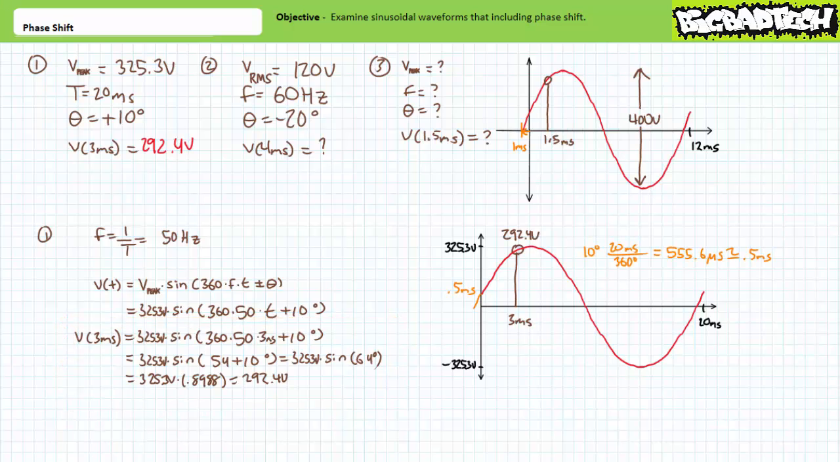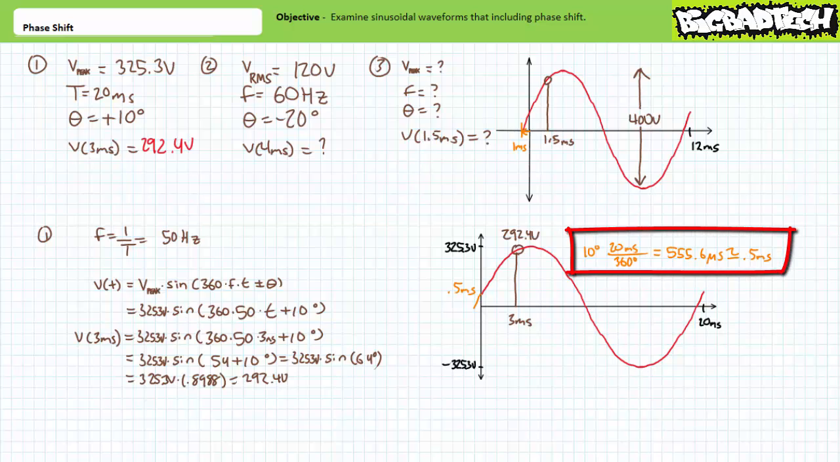When we draw a rough sketch of this waveform with respect to time, you'll note the waveform completes a full oscillation over a period of 20 milliseconds. However, its zero crossing going positive is shifted positive 10 degrees, or 555.6 microseconds forward or to the left.